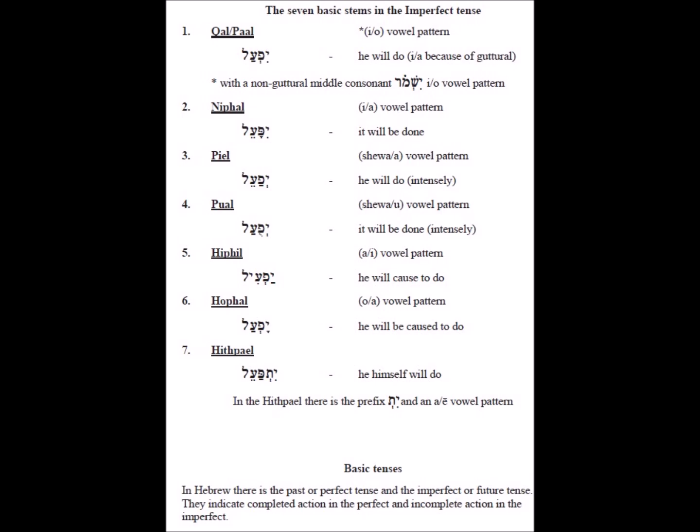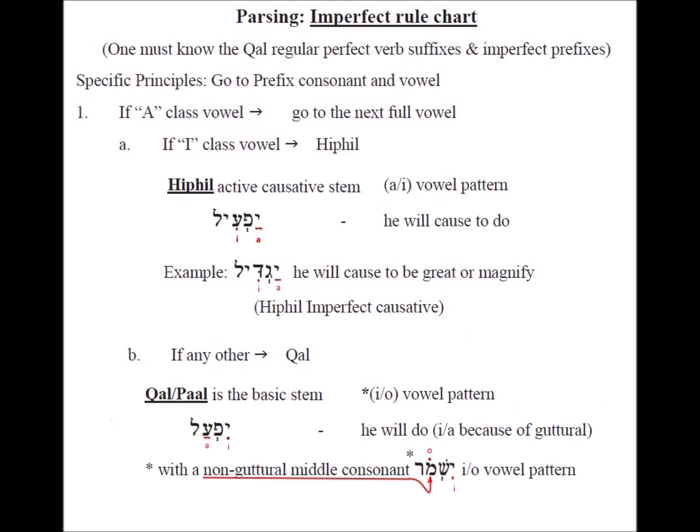Remember, there are seven stems basically in Hebrew: the Qal, the Niphal, the Piel, Pual, Hiphil, Hophal, and Hithpael. Let me go back to that first rule. If you have a form like yagdil from gadal, you have an A vowel under the yod prefix followed by a long hiriq yod. It has to be a Hiphil, a causative: he will cause to be great, or he will magnify. Anything else you can pretty much parse as a Qal.